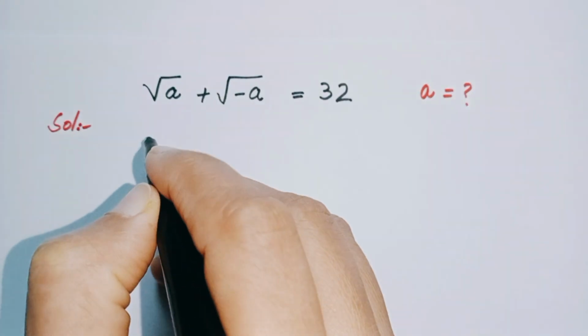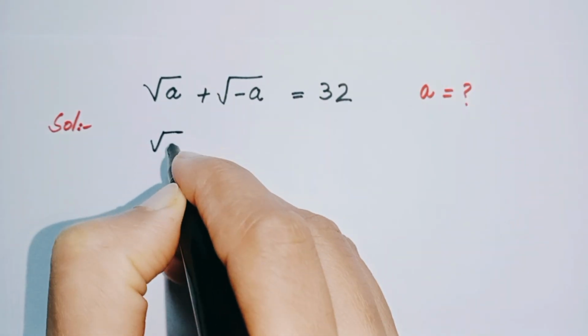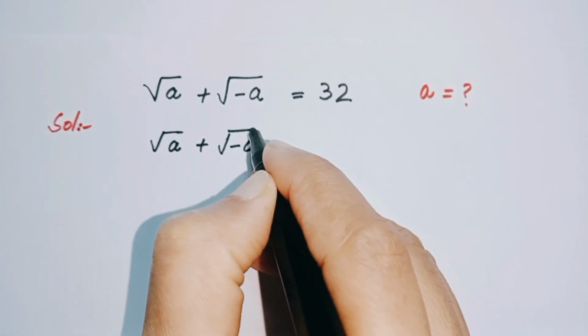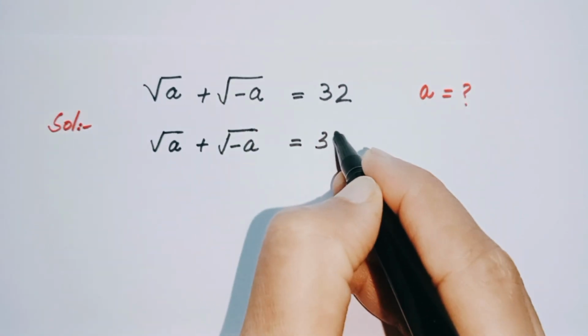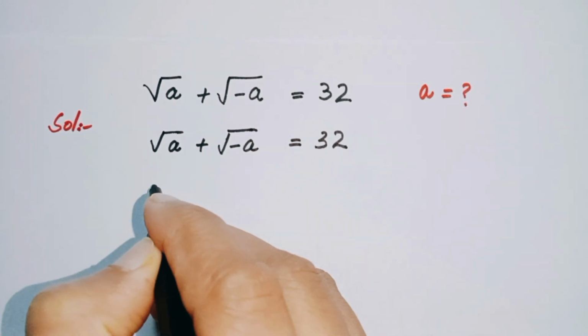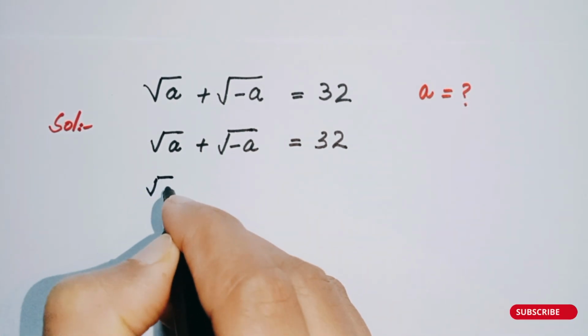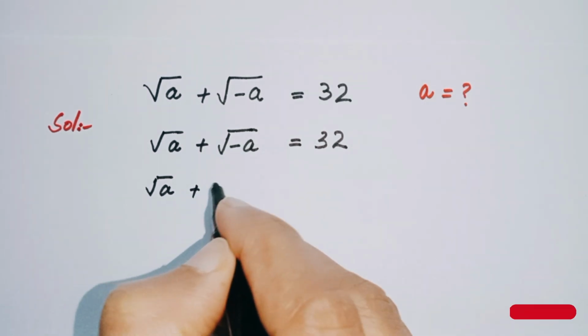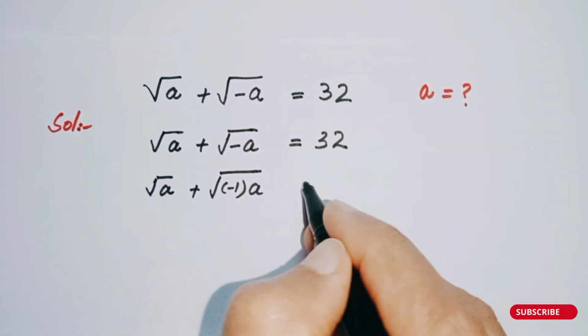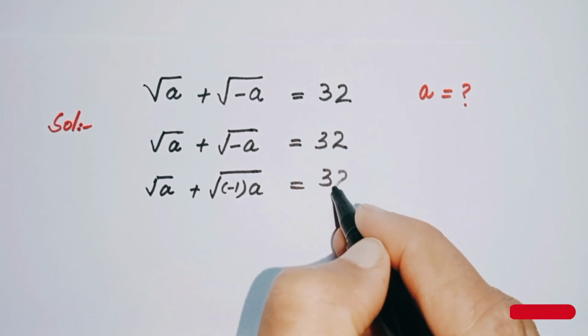So let's begin. Square root a plus square root minus a is equal to 32. In the next step, we will write square root a, and we can write minus a as minus 1 times a, is equal to 32.